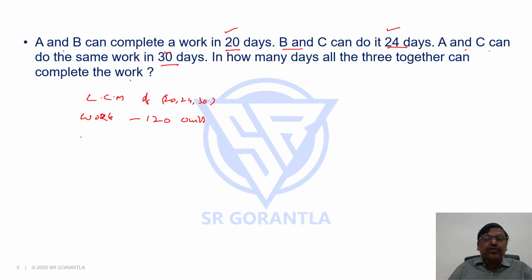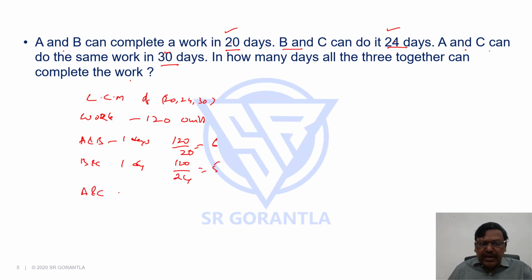Then A and B take 20 days, means A and B in one day will do 120 by 20, that is 6 units. B and C in one day will do 120 by 24, 5 units.